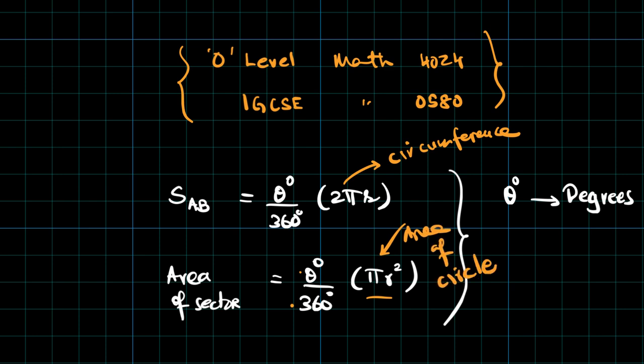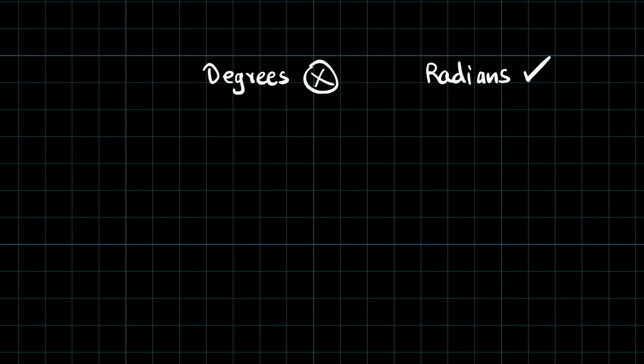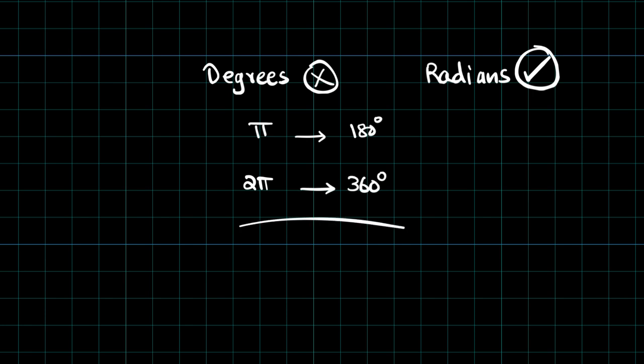Pretty basic. Now what if I'm interested in creating a formula in which we are not using degrees, but we are using radians? So let's create such a formula. We know that pi radians is 180 degrees. We know that 2 pi radians is 360 degrees. So let's go ahead and change the formulas.